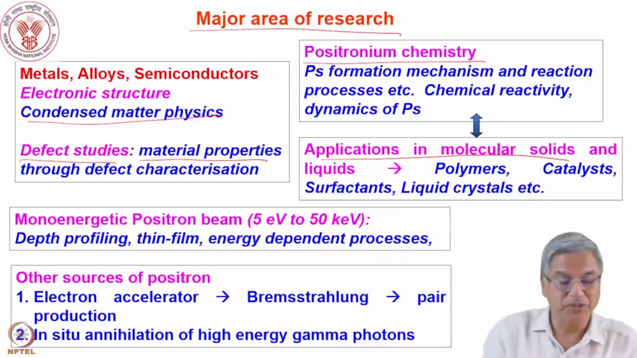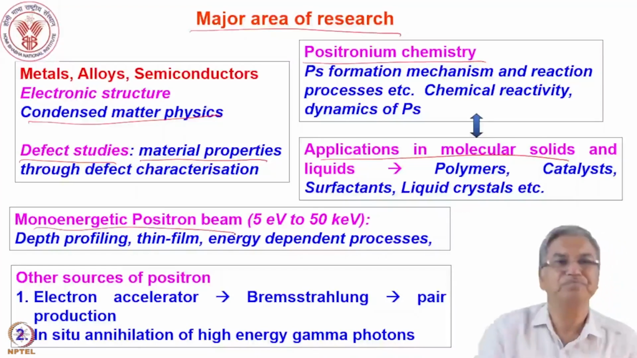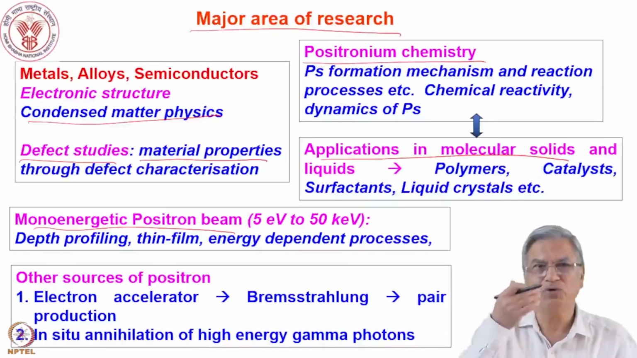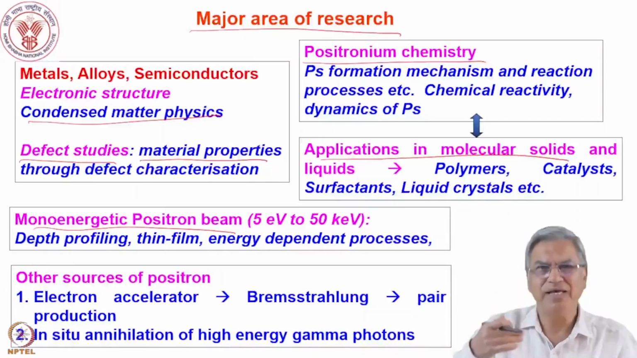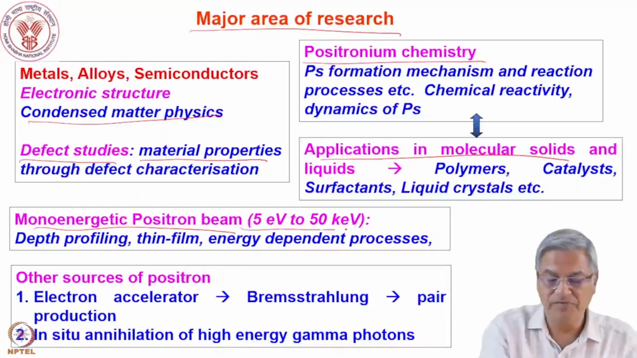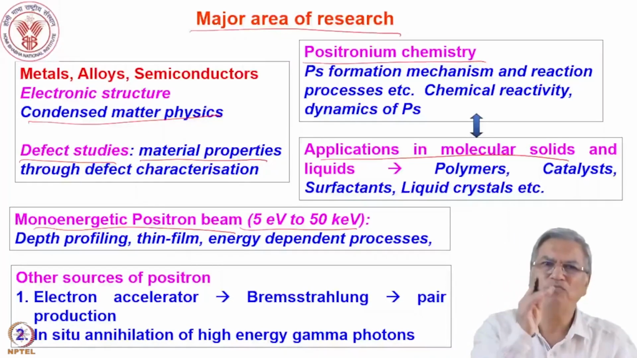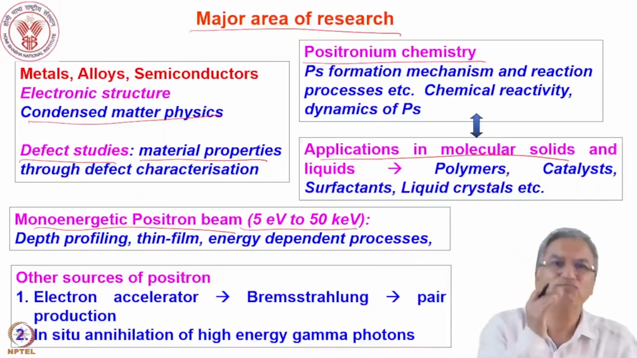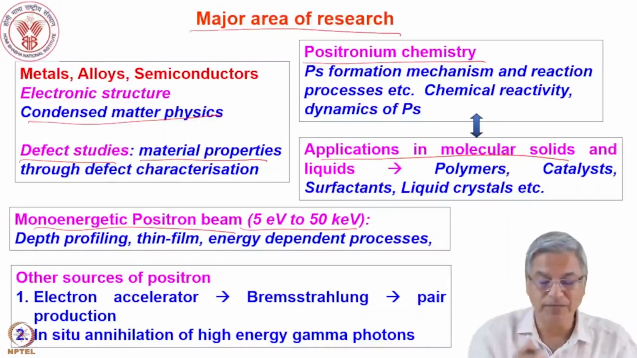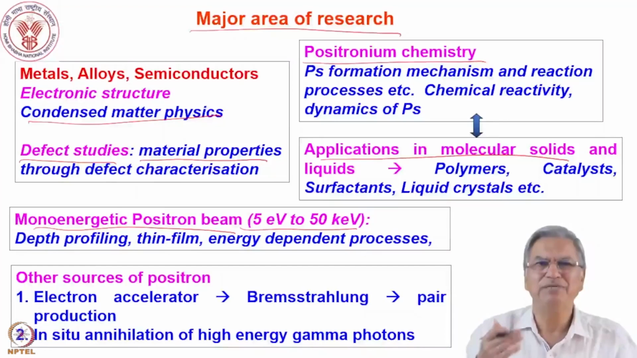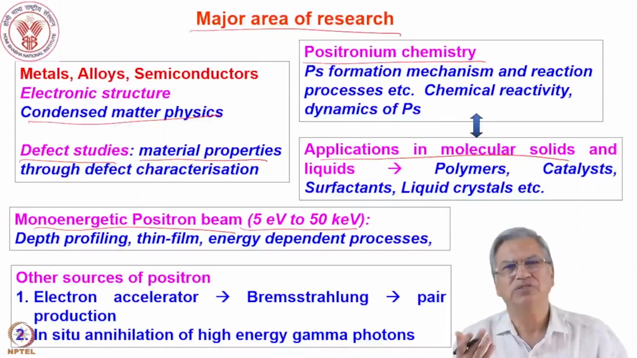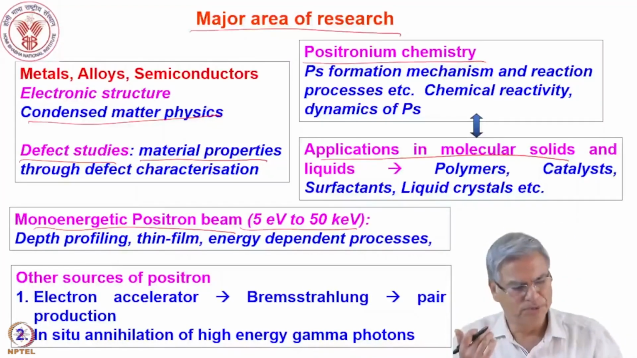Now there have been several advancements in the techniques of positron annihilation. So there are now positron beams. From the sodium-22, whatever positron is coming out, you can thermalize and then accelerate to a required energy. So you can have a monoenergetic positron beam of energy 5 electron volt to 50 keV. And these monoenergetic positrons can be used in depth profiling of defects, characterization of thin films. So whenever there is an energy dependent process, you can do the study using monoenergetic positron beams.